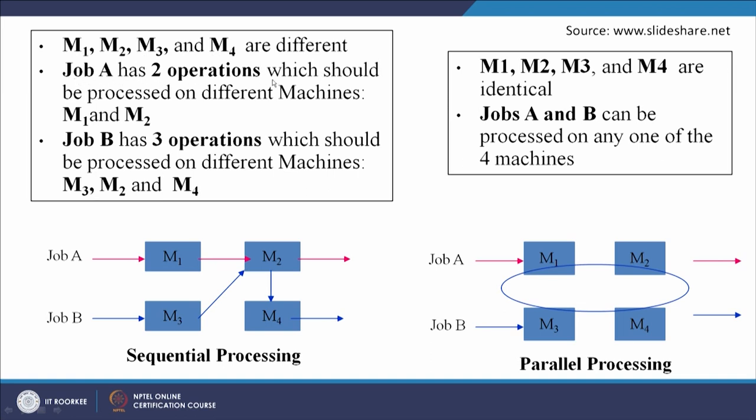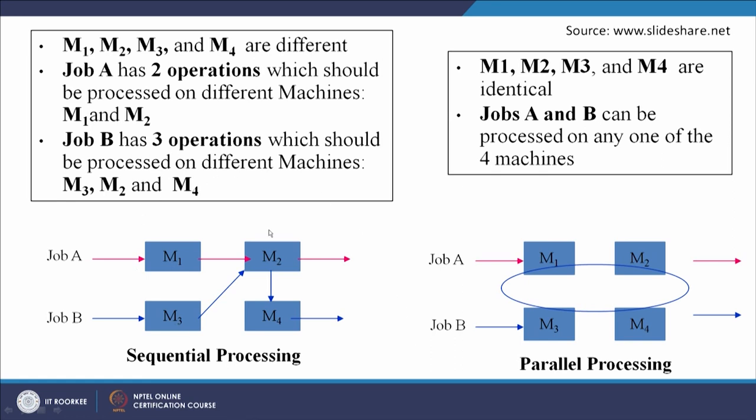Job A has 2 operations which should be processed on different machines, M1 and M2. So job A goes to M1 and M2 and finally goes to the next level. Similarly, job B has 3 operations which should be processed on different machines, M3, M2 and M4. So job B goes to M3 first, then it goes to M2, then it goes to M4, and finally goes to the next station.